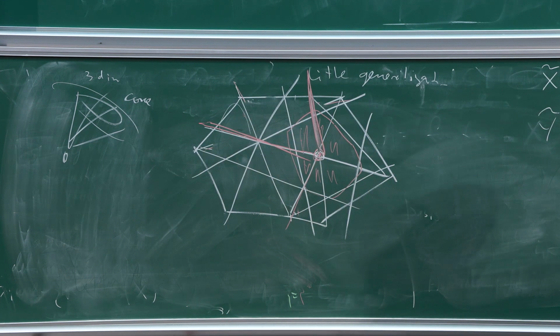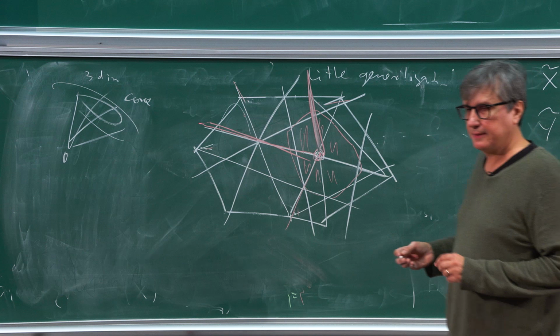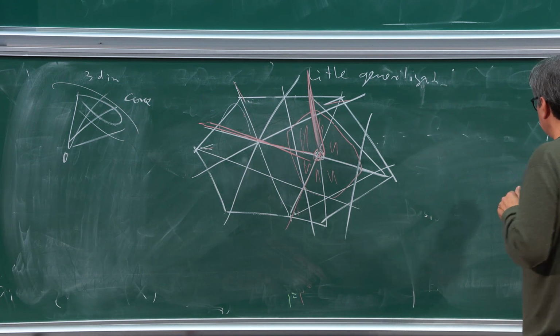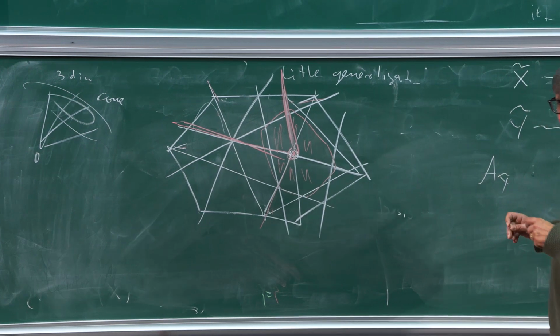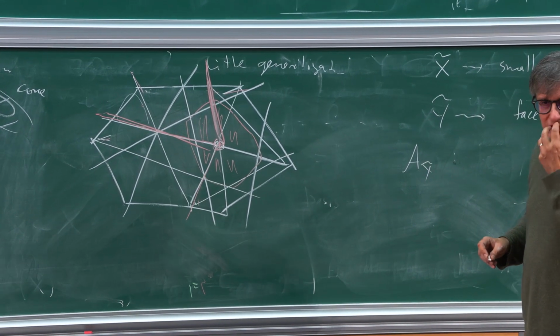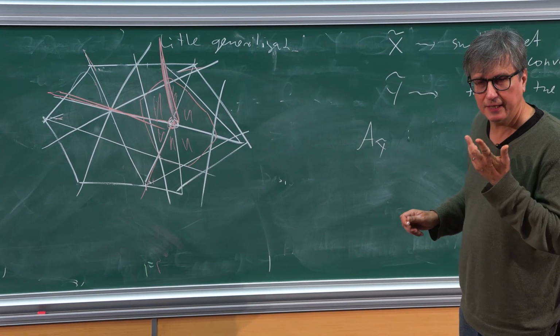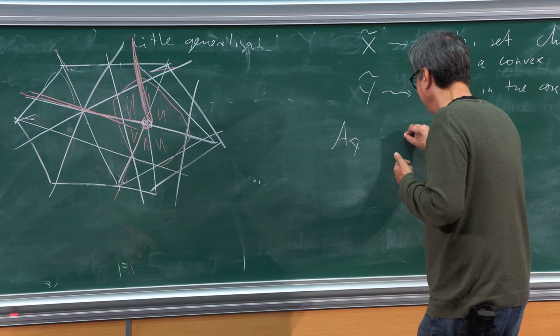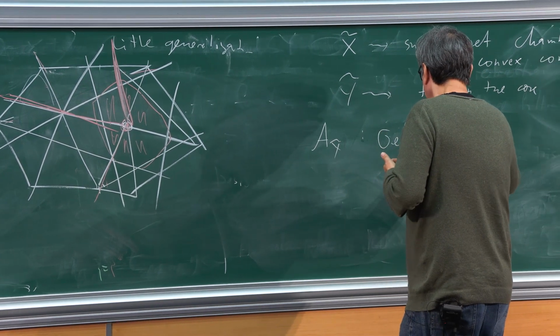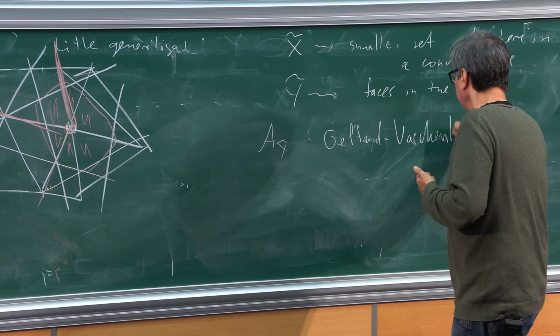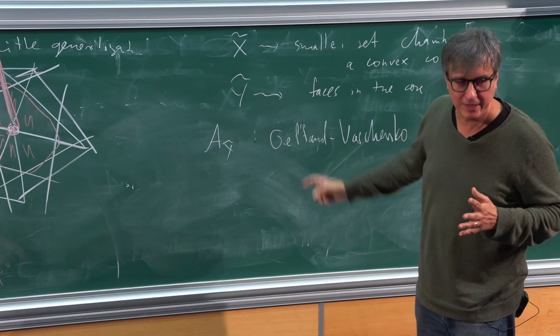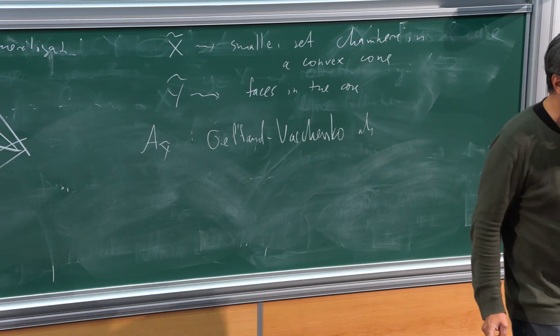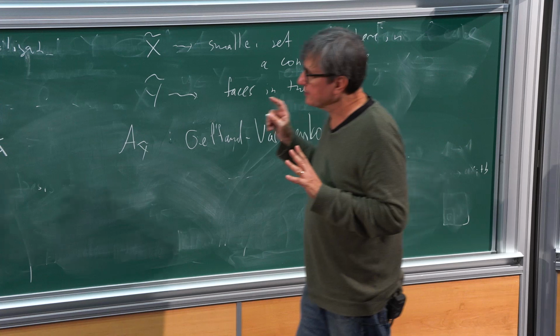So that was the construction. But here, the little generalization is that we can go to any convex subset instead of going to the whole sphere, which is more convenient. And the story is the following. This algebra of functions on the set of chambers actually has a name. You know what the name is? Gelfand-Varchenko algebra. Okay, I didn't know, but okay, I learned a lot of things. It's called Gelfand algebra, and this degree filtration. So that was all kind of known.